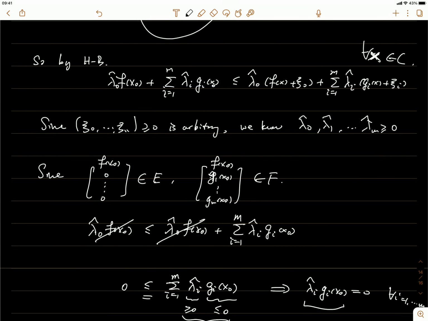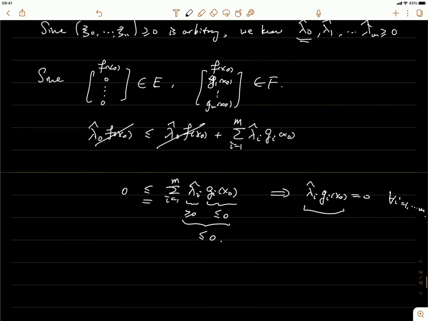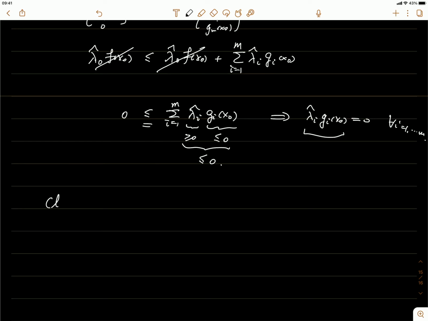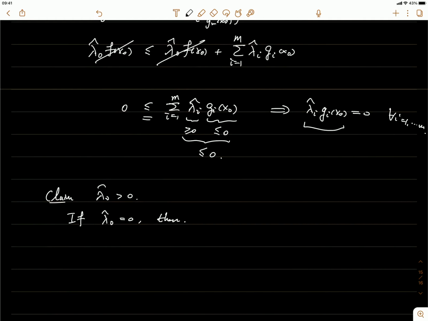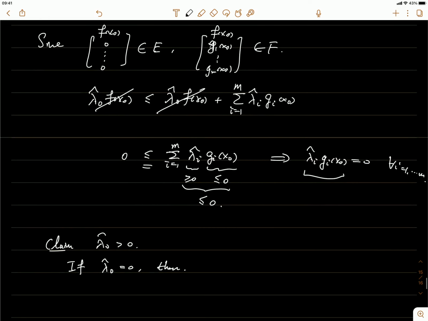But again, getting back to one of our remaining questions, we need to show that lambda 0 hat is strictly positive. Okay, so we claim the lambda 0 hat is strictly positive. We know that it's non-negative. So to show that this is true, we can say that if lambda naught hat is equal to 0, then using the same formula here, we see that lambda naught is 0, and this will be 0. So we actually have 0 less than or equal to this, right?